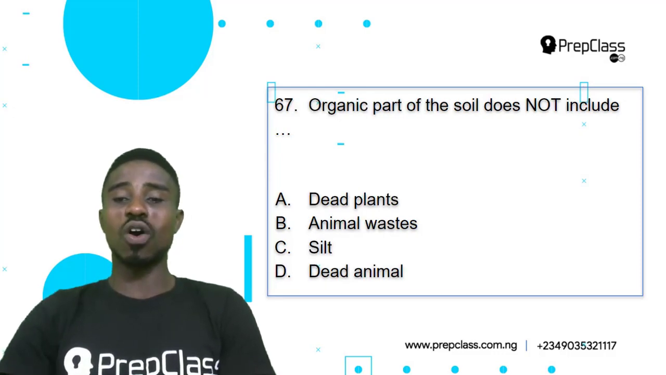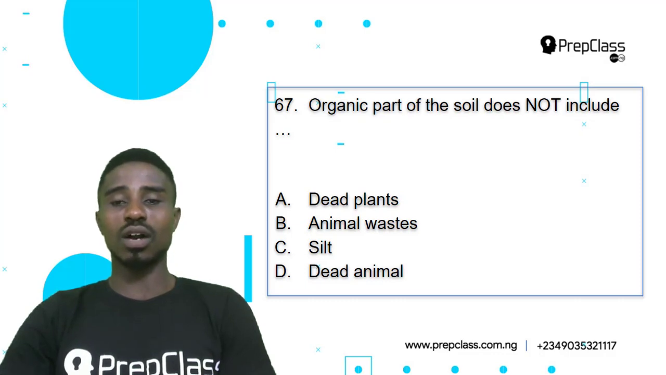Question 67, organic part of the soil does not include A. Dead plants, B. Animal waste, C. Silt, D. Dead animal. For us to carefully select the correct answer, we need to have an understanding of the question. Then we'll analyze all of the options and see which one best answers our question.